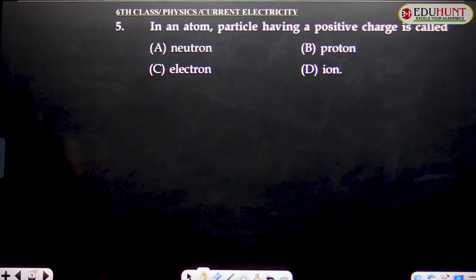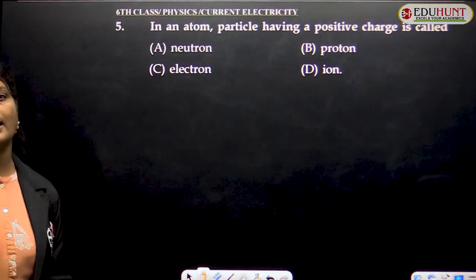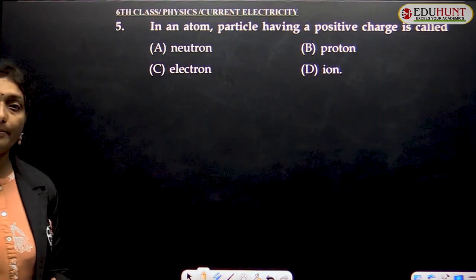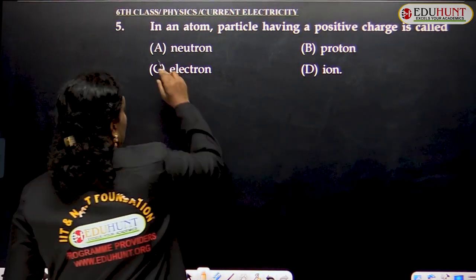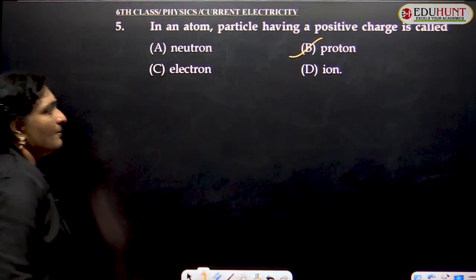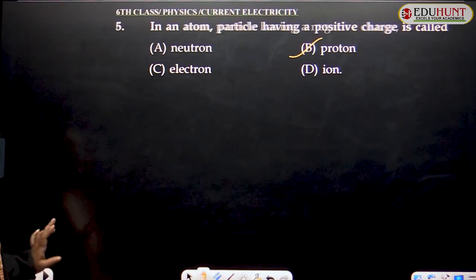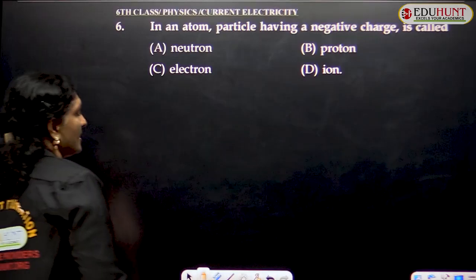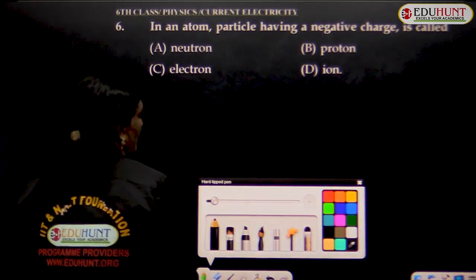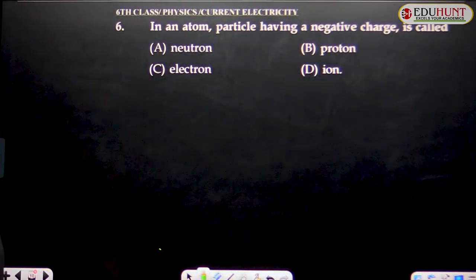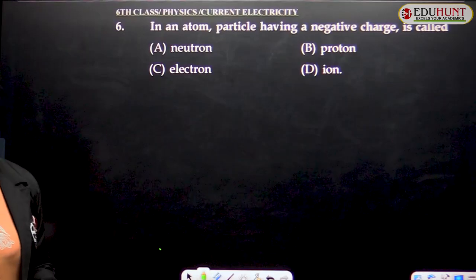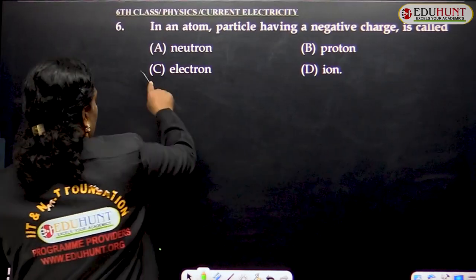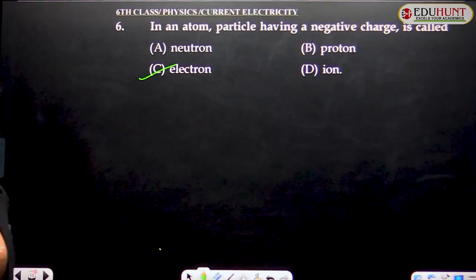Well, moving to the next question. In an atom, the particle having a positive charge is called. Positive charge means protons. Option B must be true. Now, moving to the next one. Sixth question: in an atom, the particle having a negative charge is called. Positive charge is proton, neutral charge is neutron, negative charge is electron. Hence, option C must be true.